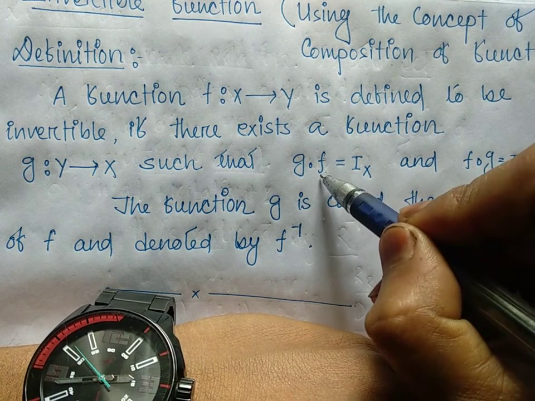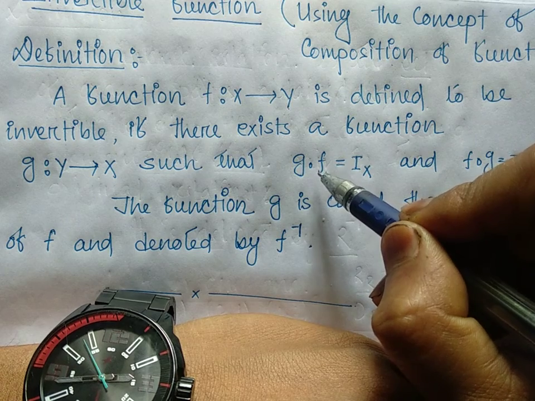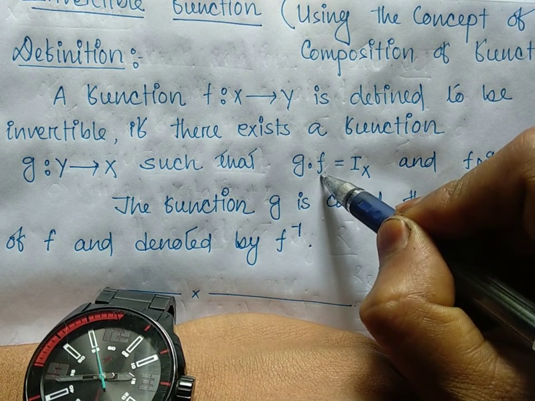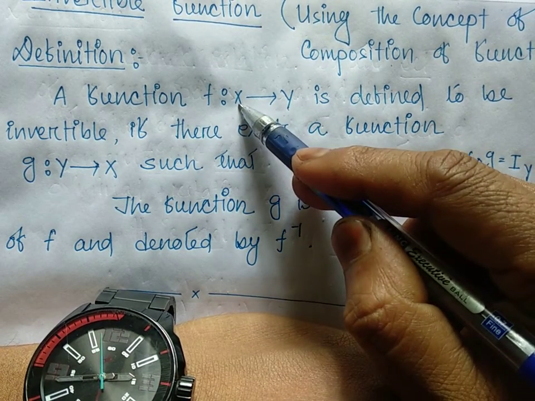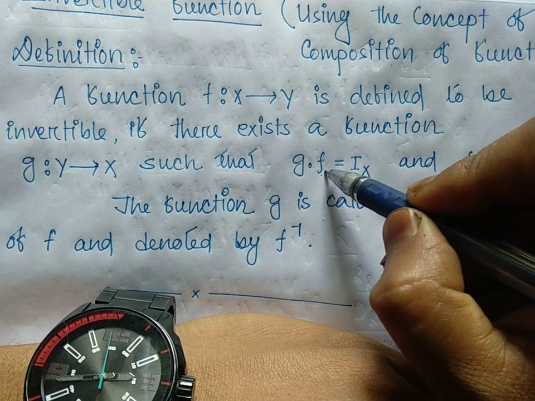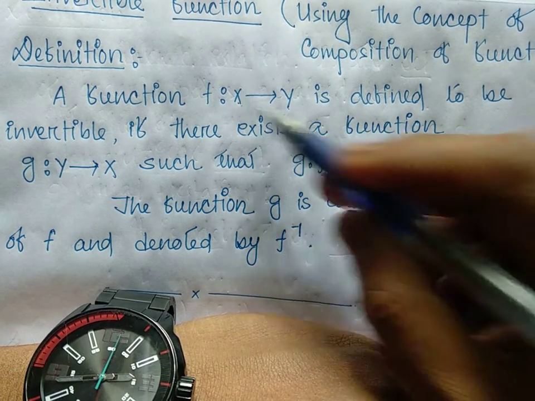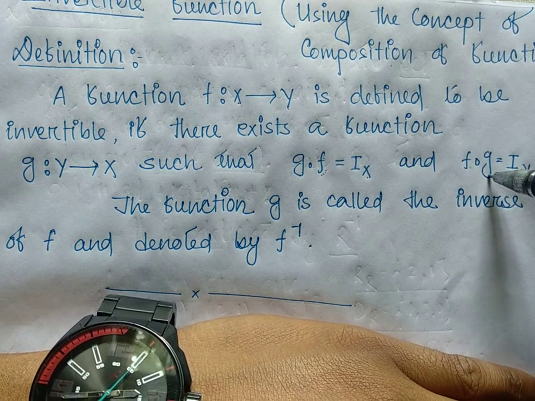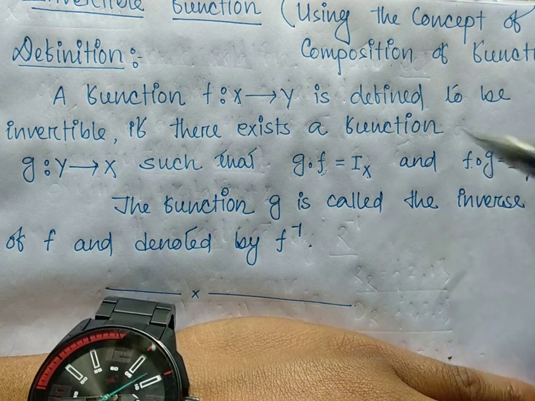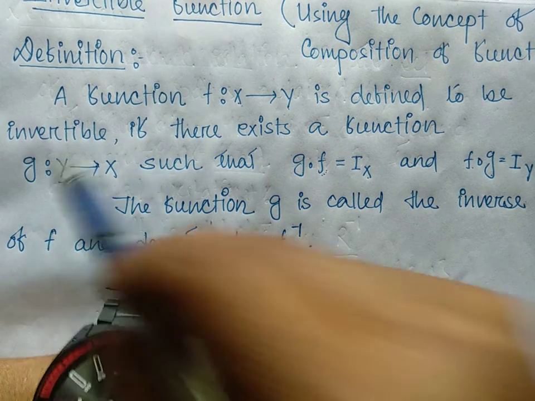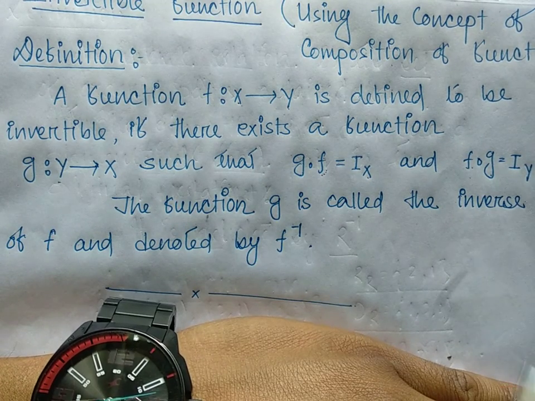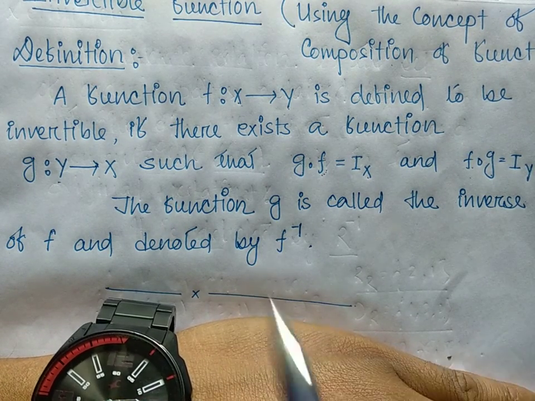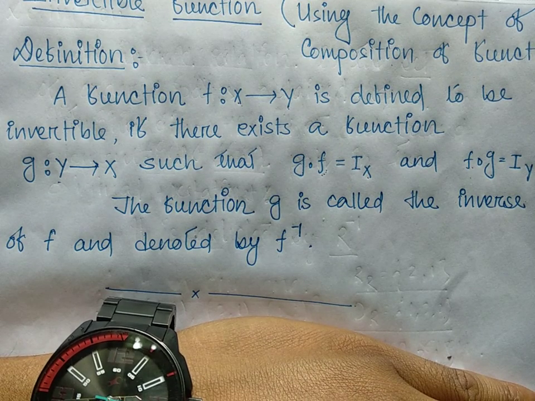Okay, according to the definition of composition of function, f is the first function, and what is the domain of f? X. That's why the domain elements will be all the elements of the set X. That means g∘f is equal to identity of X. And f∘g, which one is the first function? g is the first function. What is the domain of g? Y. And its composition will be identity of Y. Then the function g is known as the inverse of f.